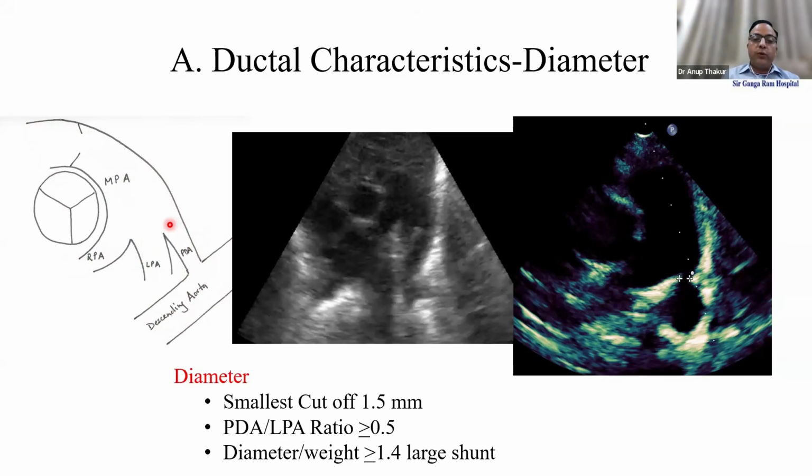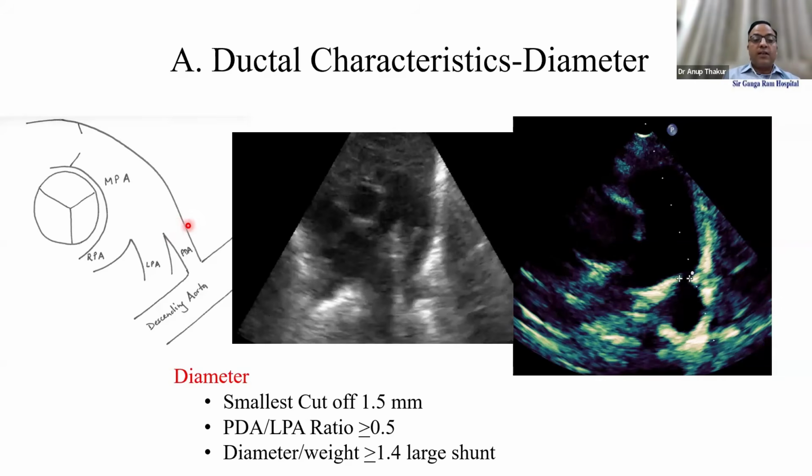So all you have to do is measure the diameter of this vessel. Okay. And you have to measure the diameter at the smallest portion. Usually the smallest portion is the pulmonary end. Next thing you're supposed to understand is that you have to measure that in 2D mode, not in color, because color will spill.